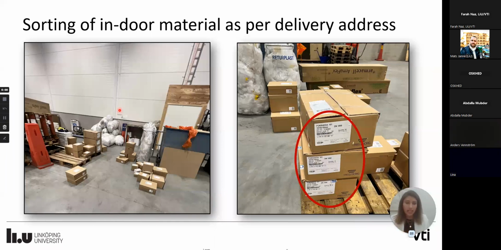The next step of sorting of indoor material is as per the delivery address. Here we can see these 3 boxes placed together because they have the same delivery address. In this picture, we can see different clusters of packages. All these packages have the same delivery address, and then a driver will plan the delivery route and pick up and load these packages in his respective deliveries.